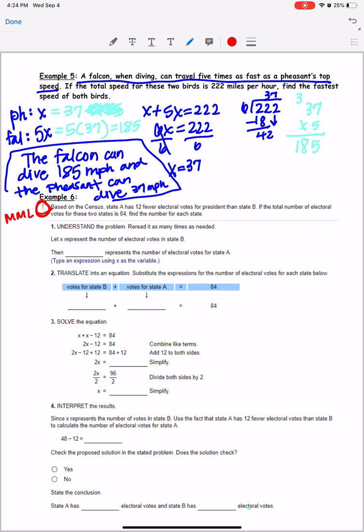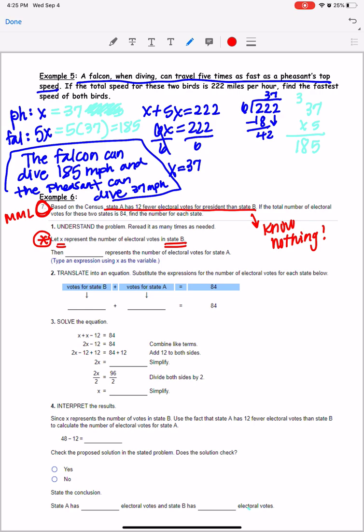So in this sentence, state A has 12 fewer votes for president than state B. Which of those do we know nothing about? This one here. We know nothing. So because we know nothing, they go on to say that they are going to let X represent state B. And I think a lot of times that's overlooked when you're working this problem.